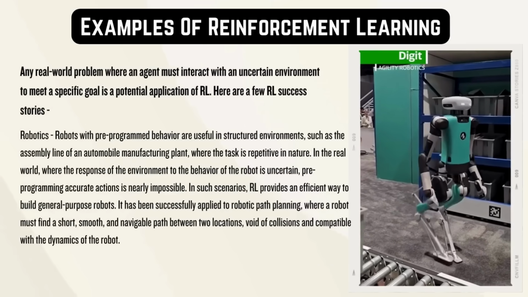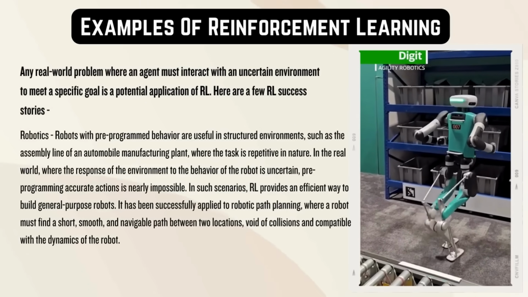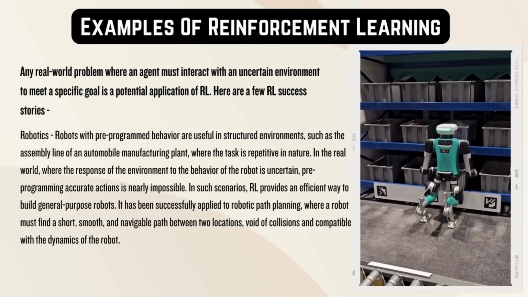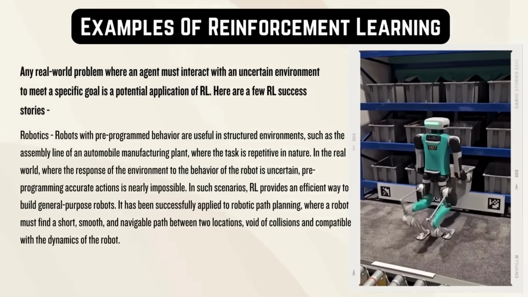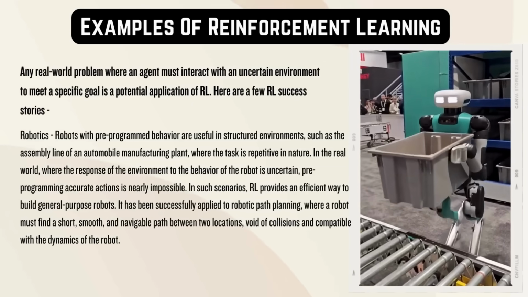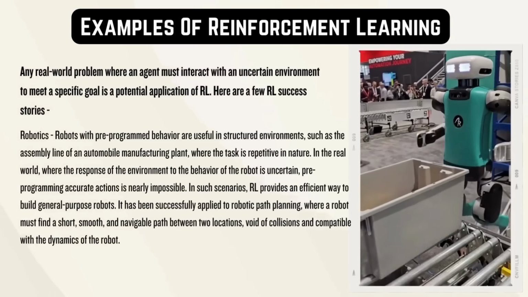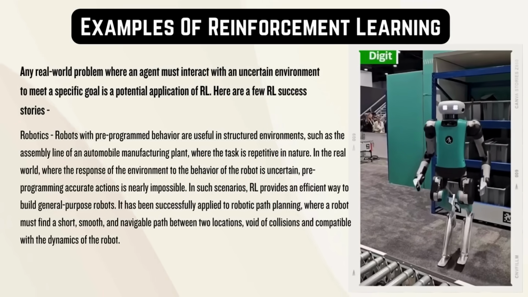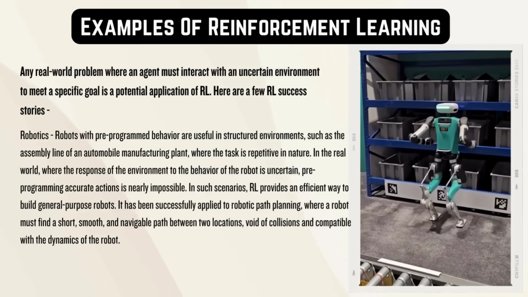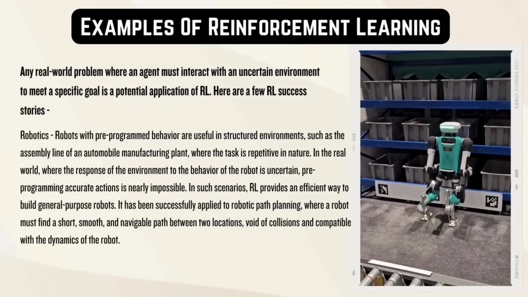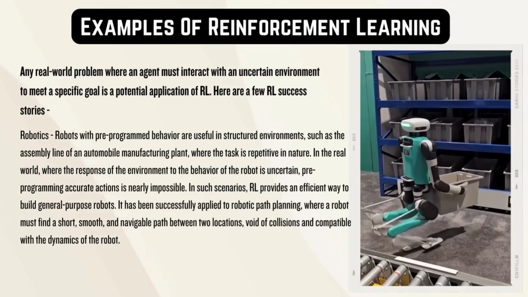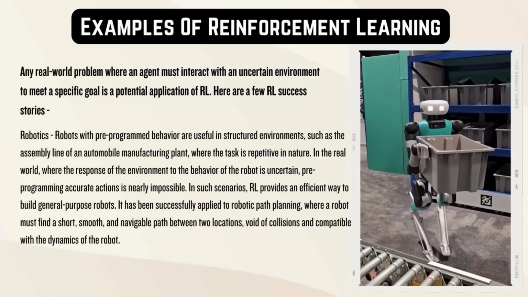Robots with pre-programmed behavior are useful in structured environments, such as the assembly line of an automobile manufacturing plant, where the task is repetitive in nature. In the real world, where the response of the environment to the behavior of the robot is uncertain, pre-programming accurate actions is nearly impossible. In such scenarios, RL provides an efficient way to build general-purpose robots. It has been successfully applied to robotic path planning, where a robot must find a short, smooth, and navigable path between two locations, void of collisions, and compatible with the dynamics of the robot.